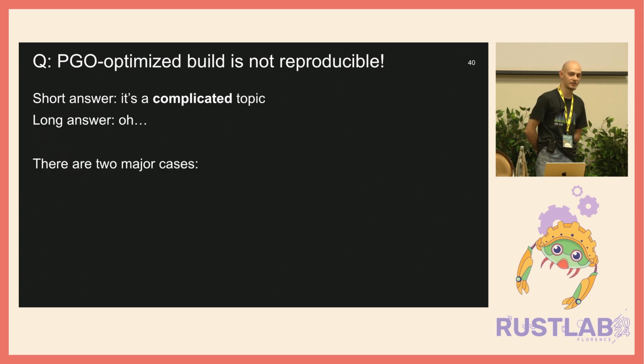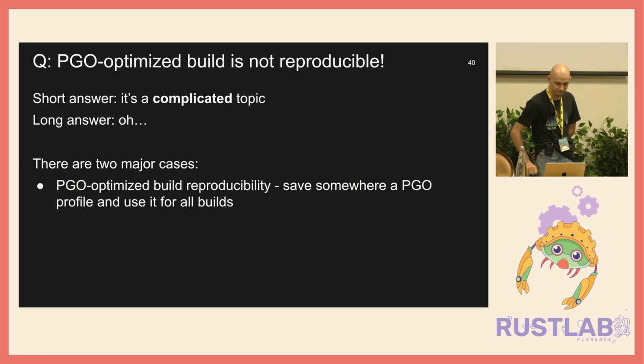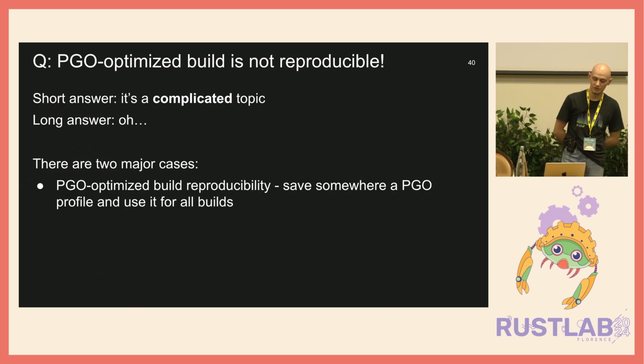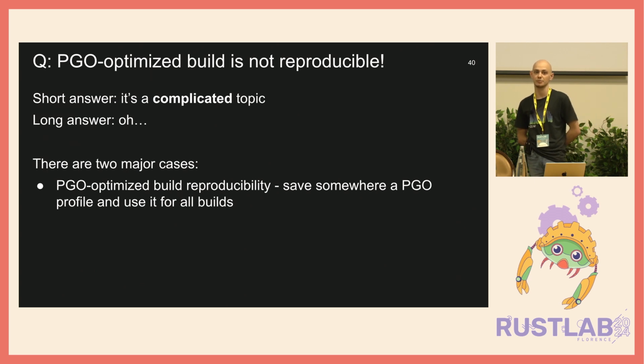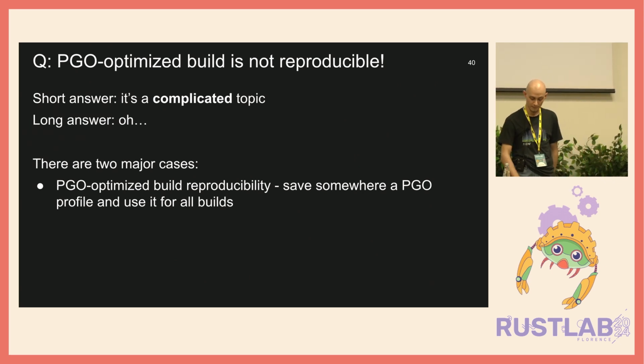There are two major cases here. The first one is a simpler one, PGO optimized build reproducibility. Here, the mitigation is pretty simple. You can try to collect a PGO profile, save it to some version control system, and then reuse this PGO profile during each build. And if your build is already reproducible, you will get a reproducible build.